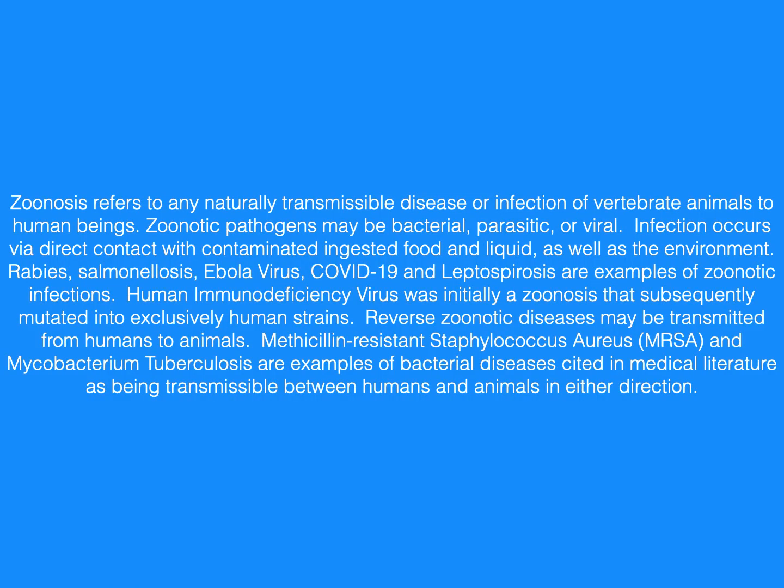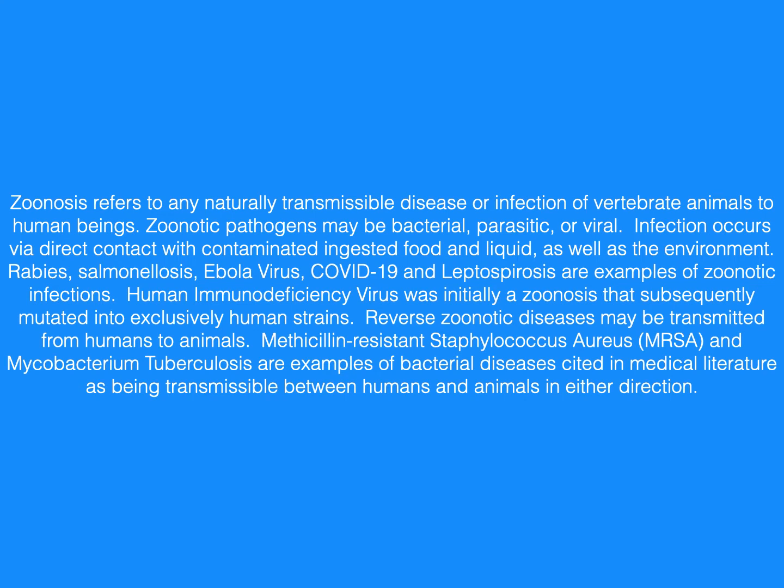Zoonosis refers to any naturally transmissible disease or infection of vertebrate animals to human beings. Zoonotic pathogens may be bacterial, parasitic, or viral. Infection occurs via direct contact with contaminated ingested food and liquid, as well as the environment. Rabies, salmonellosis, Ebola virus, COVID-19, and leptospirosis are examples of zoonotic infections. Human immunodeficiency virus was initially a zoonosis that subsequently mutated into exclusively human strains.